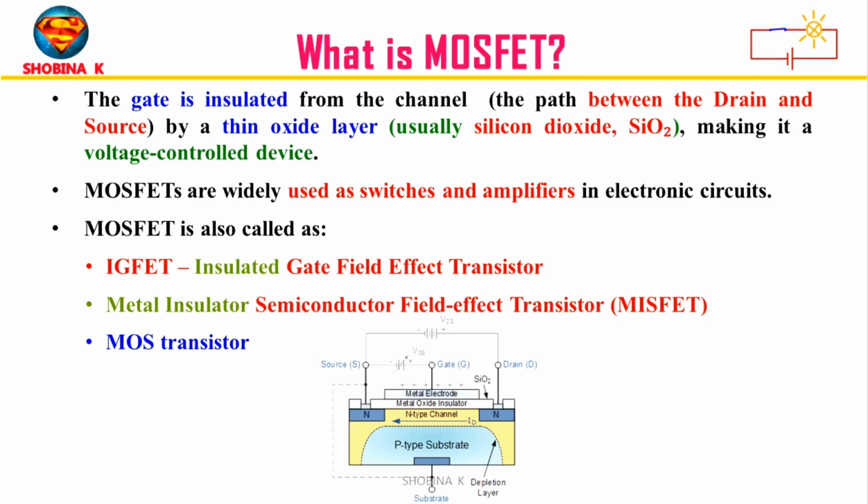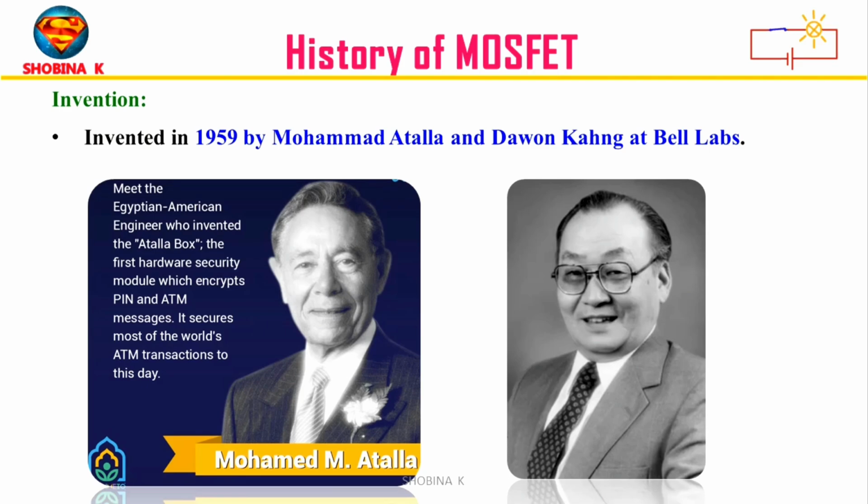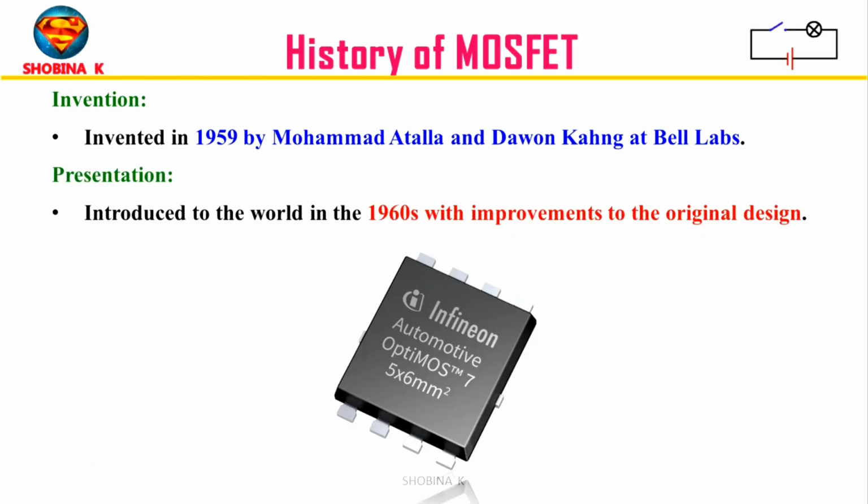It also has other names. It is often called as MOS transistor. Another name for MOSFET is MISFET, which stands for Metal Insulator Semiconductor Field Effect Transistor. In 1959, two scientists, Mohamed Atalla and Dawon Kahng at Bell Labs, invented the MOSFET. They wanted a device that could switch current with little power. By the early 1960s, improvements made MOSFET more stable and manufacturable.